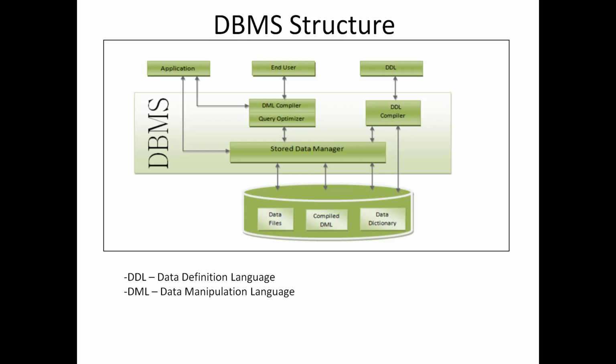Then the query optimizer. What is a query optimizer? Based on what you are asking to get or update in a database, there is a program running in the DBMS which will optimize your query to give you better performance. That is what is called a query optimizer. And then it goes to the stored data manager, to the database level. So this is the overall DBMS structure.